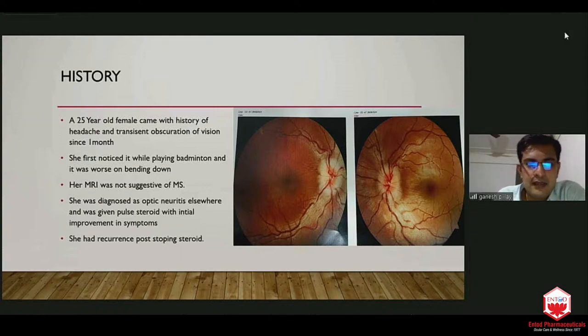So this 25-year-old female came with a history of headache and transient obscuration of vision since 1 month. She first noticed it while playing badminton, and it was worse on bending down. Her MRI was not suggestive of MS. It was done outside; she had first consulted somewhere else. She was diagnosed as optic neuritis and was given pulse steroid with initial improvement of symptoms. But on tapering of these steroids, she had a recurrence.